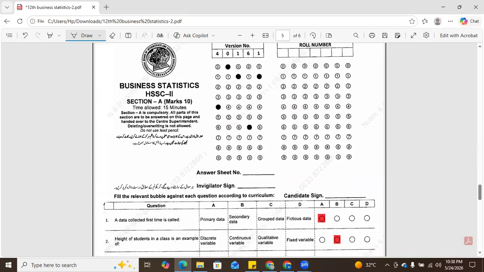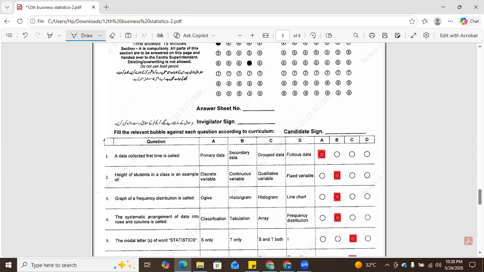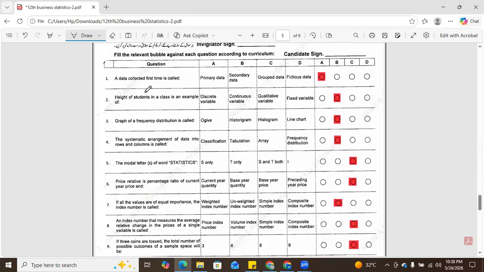Let's go through another past paper. Data collected first time is called primary data. Height of a student in a class is an example of a continuous variable. Graph of a frequency distribution is called histogram. The systematic arrangement of data into rows and columns is called tabulation. The modal letters of the word statistics are S and T both.